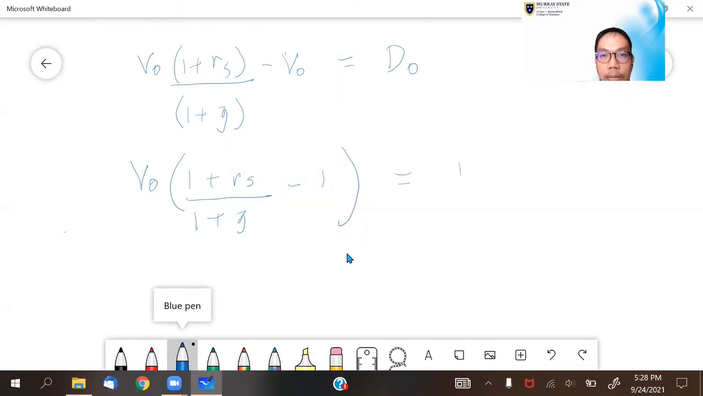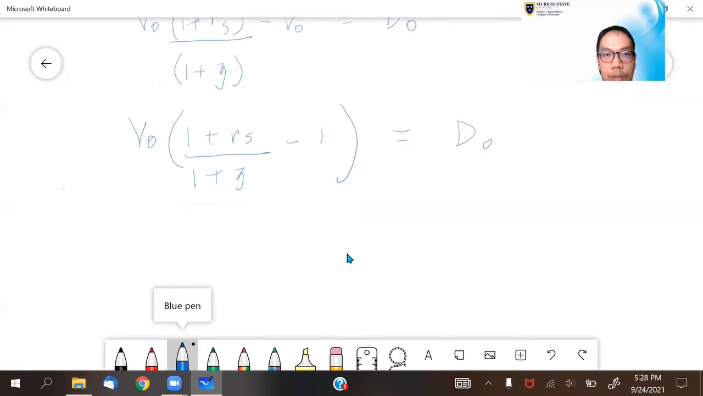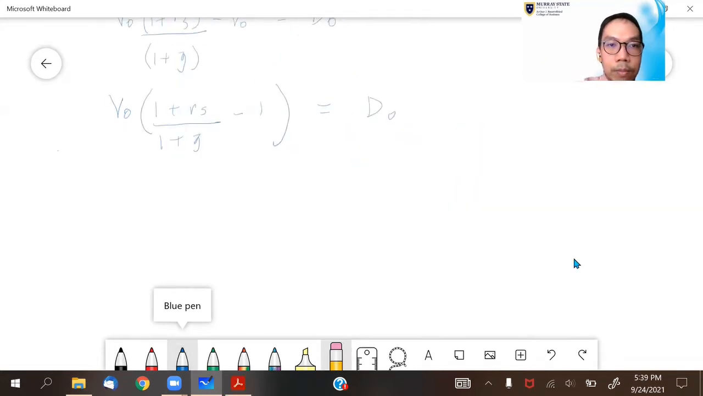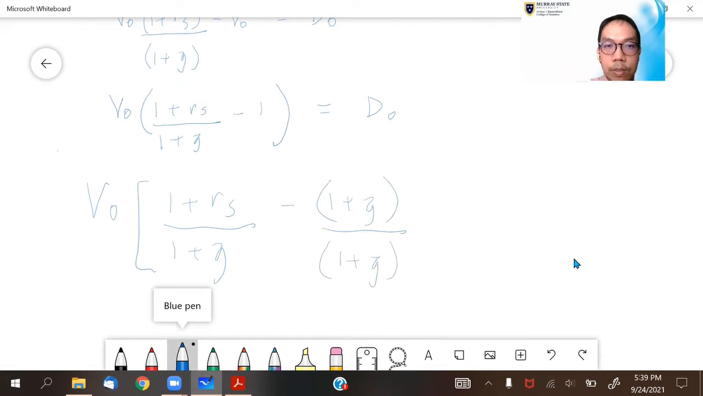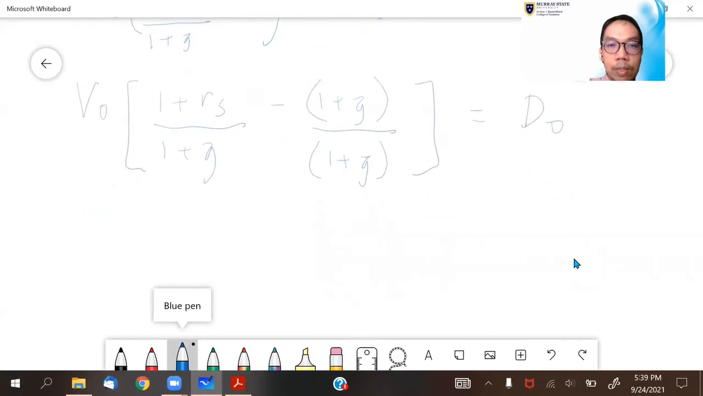Okay, should equal what? D0. Right, D0. From here, you can do another step of manipulation. So you can write phi 0 times 1 plus RS divided by 1 plus growth rate, now minus 1 plus growth rate divided by 1 plus growth rate, equal what? D0. Okay, because they have the same denominator, you can write it this way.